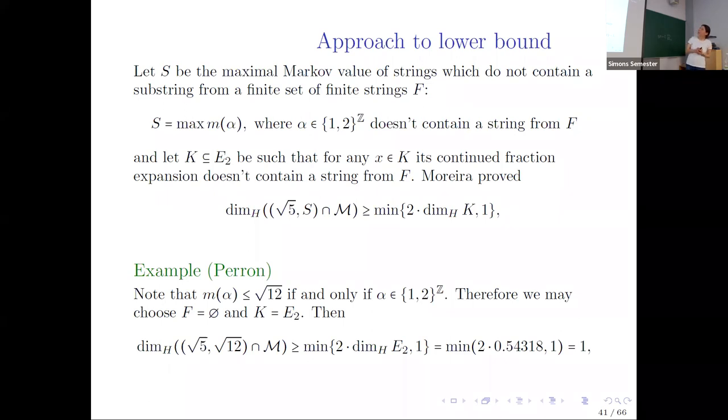Okay, and finally, combining these two results, the upper bound and the lower bound, by constructing this set of forbidden sequences and estimating their Hausdorff dimension, we can get lower and upper bounds on the value of this dimension function almost everywhere, whenever we like. And this is how the graph is obtained.